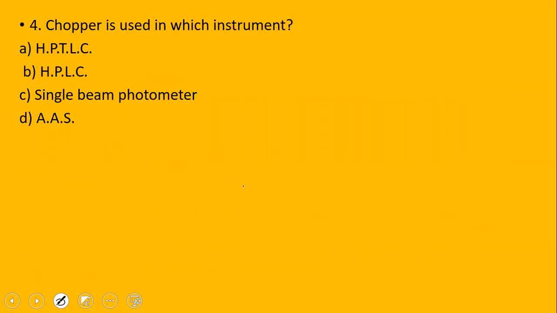Next question. Chopper is used in which instrument? Option A, HPTLC. Option B, HPLC. Option C, single beam photometer. Option D, AAS. Correct answer is option C, single beam photometer.